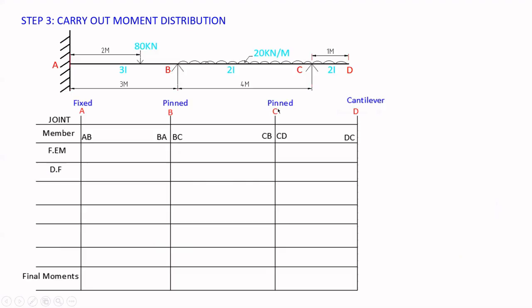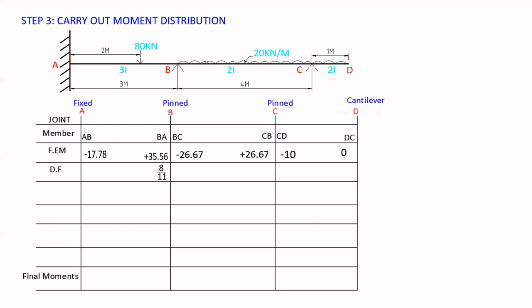Next, you carry out the moment distribution. A is also pinned and C is a cantilever. So you put in the values for the fixed end moments: for AB negative 17.78, BA positive 35.56, BC negative 26.67, CB positive 26.67. CD is a cantilever, that is 20 times 1 times 1 over 2, which gives negative 10. And of course, this is 0.